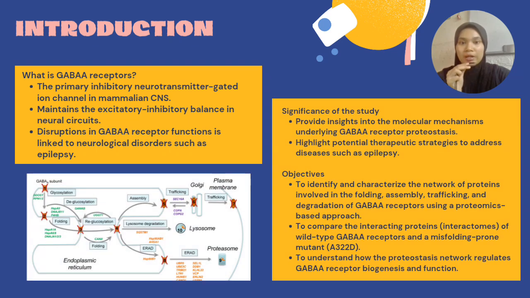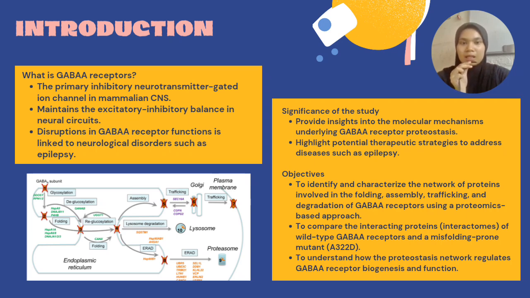Firstly, what are GABA-A receptors? GABA-A receptors are critical neurotransmitter-gated ion channels in the mammalian central nervous system. They regulate the balance between excitatory and inhibitory signals, which is essential for proper neural function. Disruptions in these receptors are linked to neurological disorders such as epilepsy.